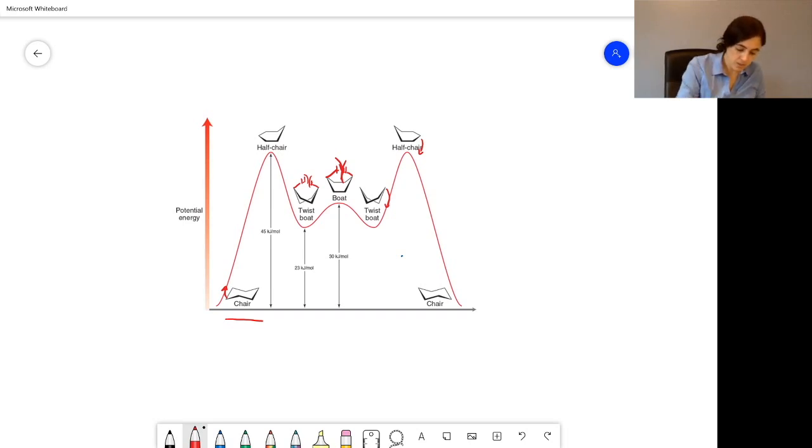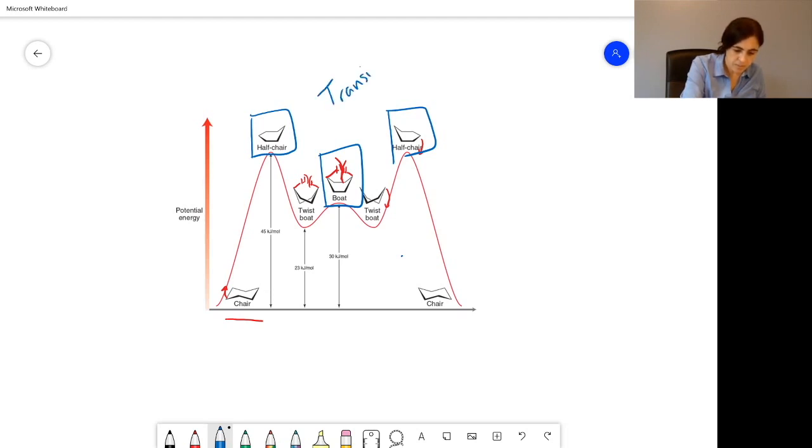Things to notice: the half chairs and the boat as drawn are all transition states. So these are high energy states that exist for very small amounts of time. The twist boats are minima, and the chairs are much lower in energy than anything else. So the reason that we concern ourselves with the half chair, the twist boat, and the boat is to get an idea of what kind of energy is required to interconvert between the chair conformations. Because the chair conformations are the ones that we are going to see most often. So based on this potential energy surface and the energetics of this, more than 99% of the molecules in cyclohexane will exist in a chair conformation at any given time.